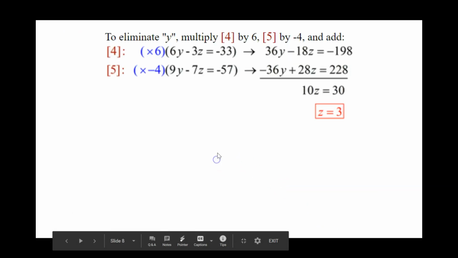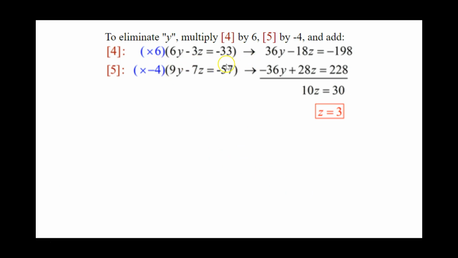It doesn't matter in this case, but for this particular one, I'm going to eliminate the y's this time. So if I have this 6 and this 9, the only way to get them to eliminate is they have to be the same number. So if I multiply this one by 6, everything, so 6 times 6, 36, 6 times -3, -18, 6 times -33, -198. Take the bottom one, equation 5, and multiply this one by -4. We get this equation, and notice how the 36s are now the same, and we can now subtract them or add them, it does not matter, to make sure they eliminate. So the y's go away.